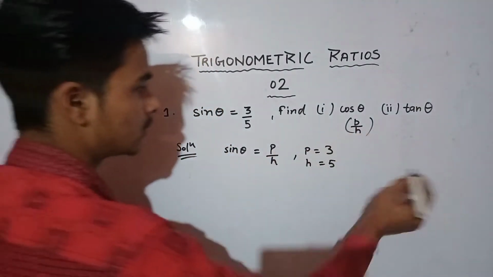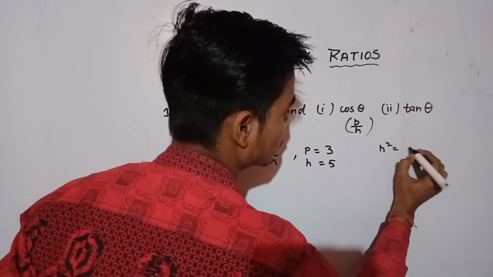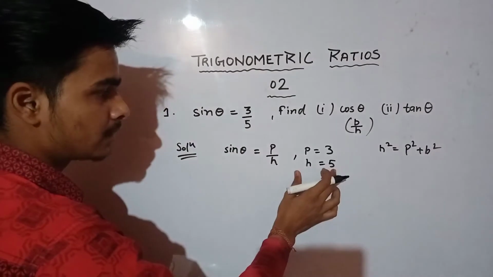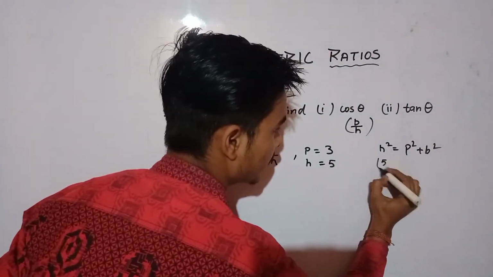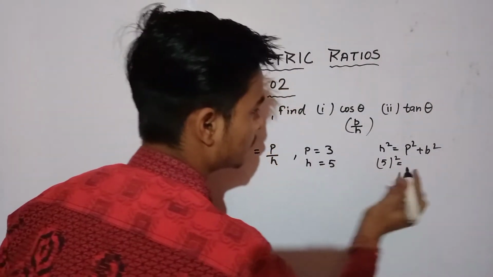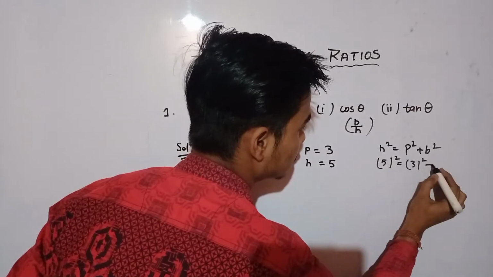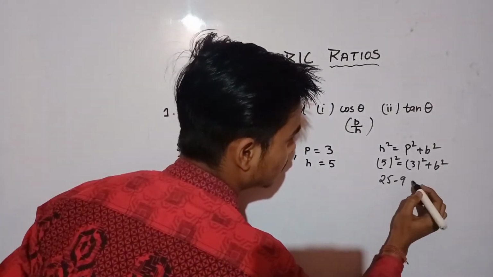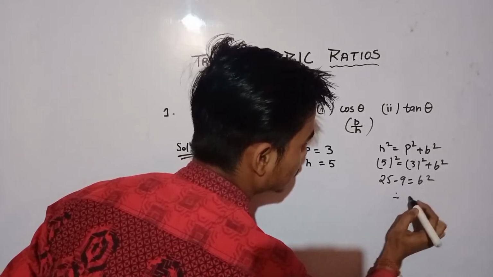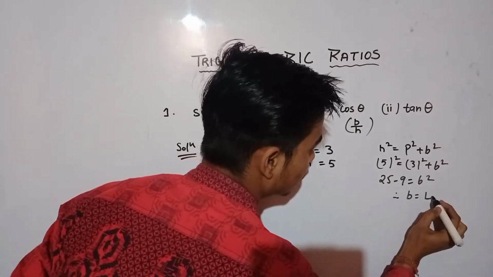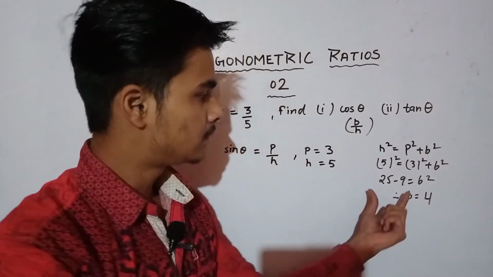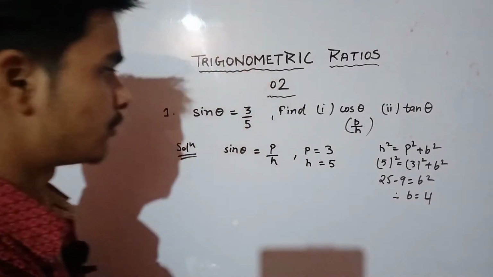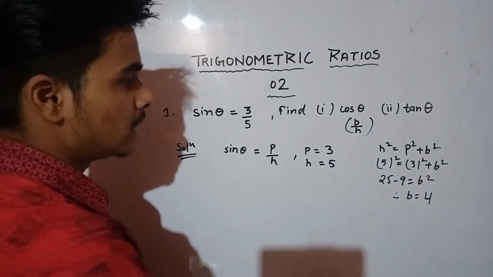Apply the Pythagoras theorem: h square is equal to p square plus b square. We have h as 5, so 5 square is equal to p square, that is 3 square, plus b square. So 25 minus 9 is equal to b square. This will be 16, and b is equal to 4. So from here we have got the value of b as 4.